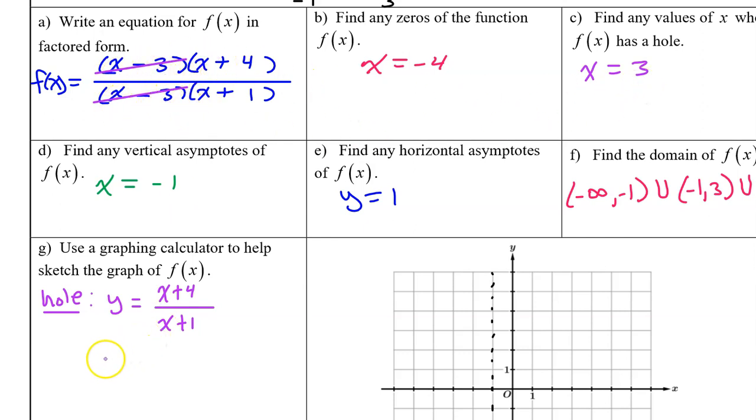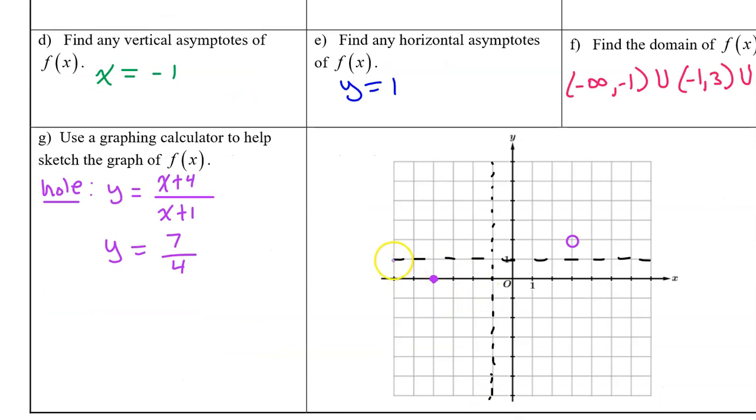Plugging in the 3, we get y equals 3 plus 4, so that's 7, over 3 plus 1, so that's 4. 7/4 is a little bit less than 2. So we have a hole right about here. And also we have a 0 at x equals negative 4. That means 2, 3, 4. F of x will cross the x-axis right here. Finally, we have a horizontal asymptote, y equals 1.